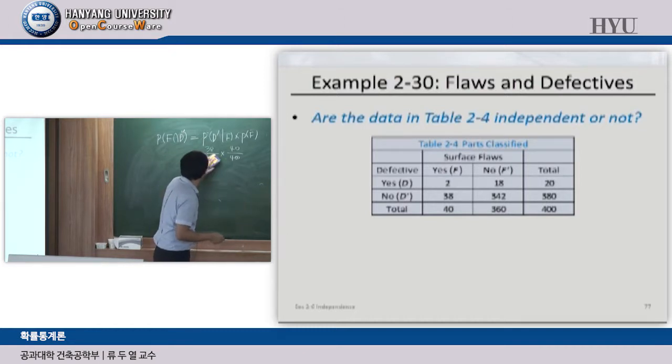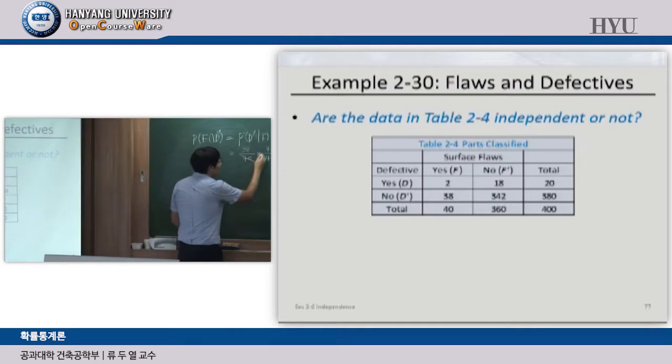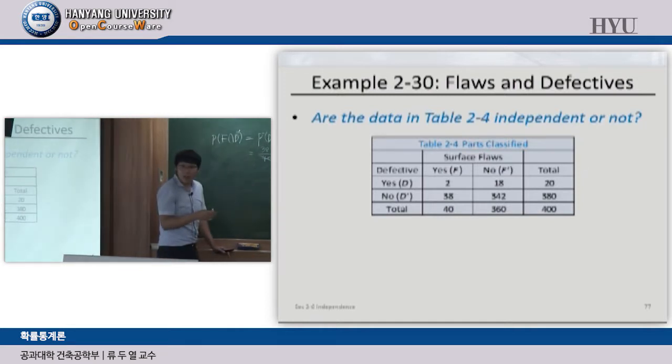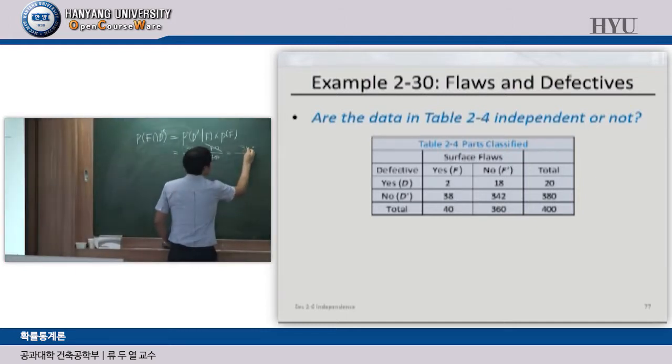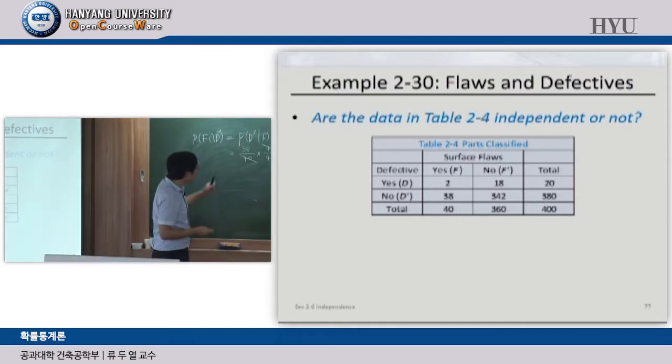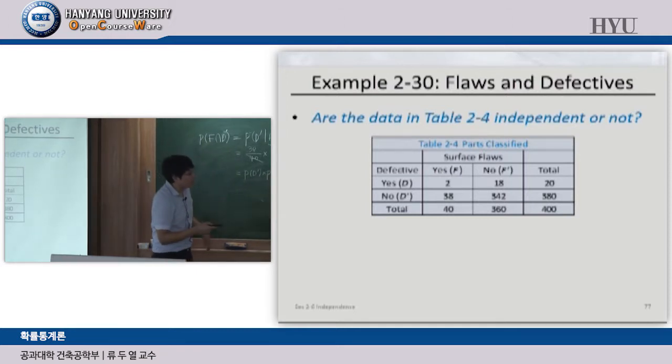Oh, sorry. This is 40. Right? In this case, 40 is eliminated each other. And there will be 38 divided by 400. And if this probability is equal to the probability of D prime multiplied by the probability of F, we can simply determine that the data in table 2-4 are independent, right?